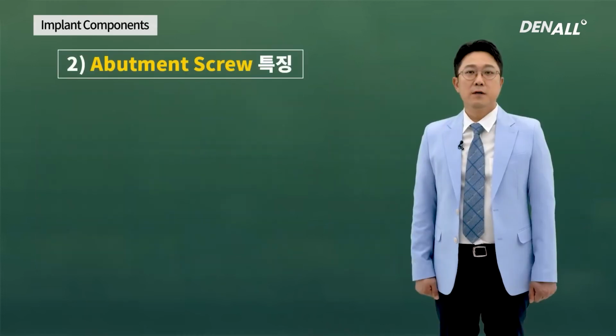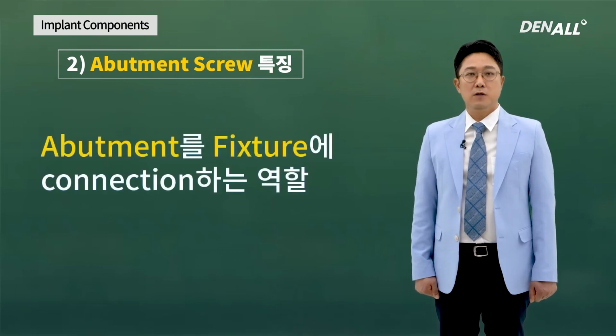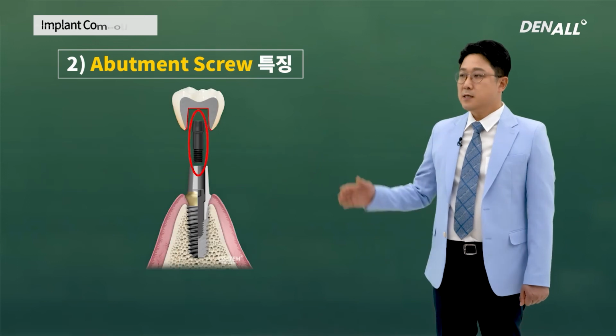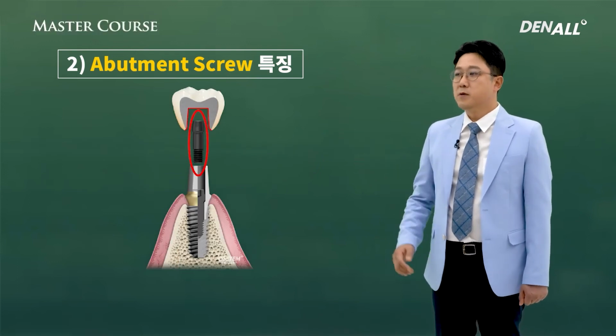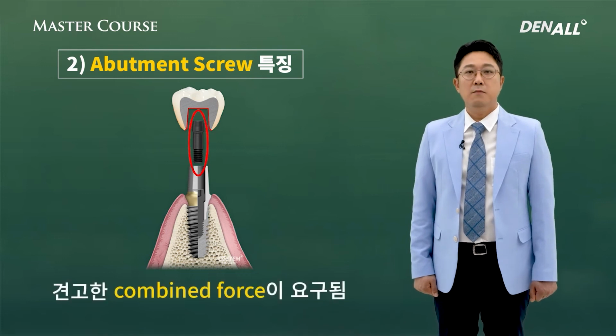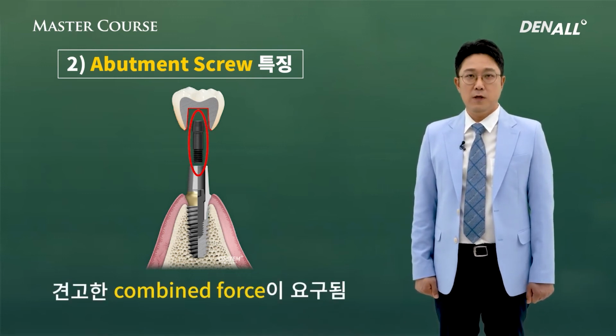Abutment to screw, it connects abutment and fixture. As shown on the image, two components are connected. Because of this, it requires a very intricate combined force that can resist fracture and loosening.